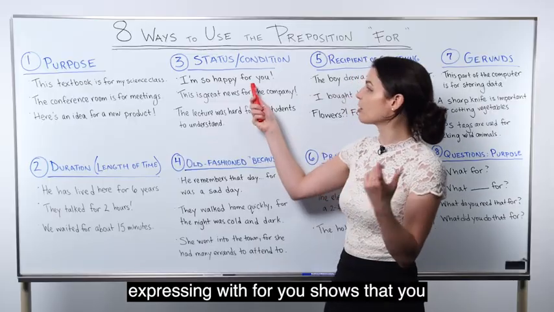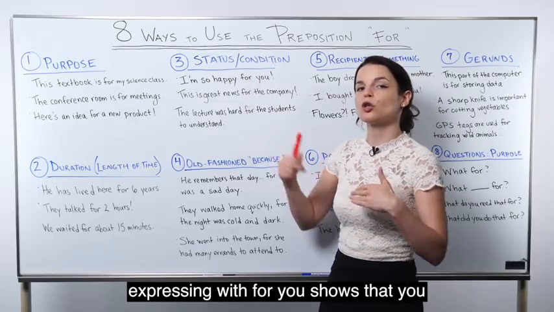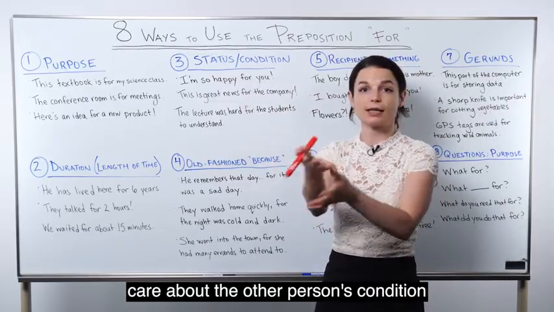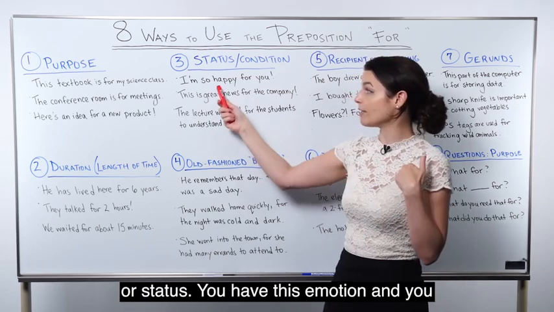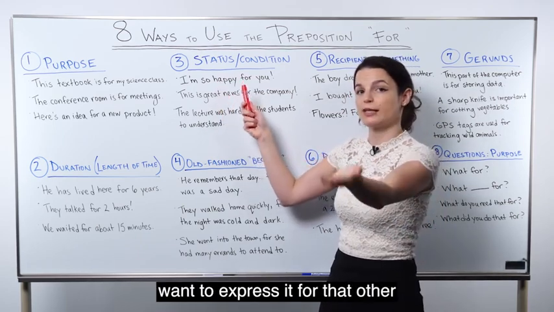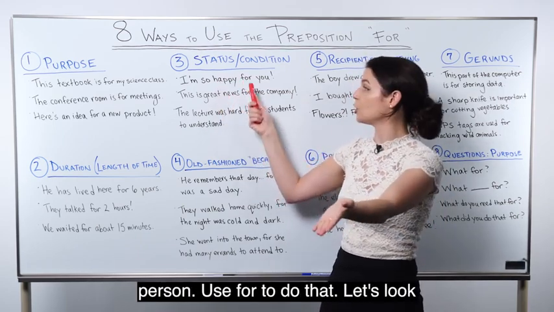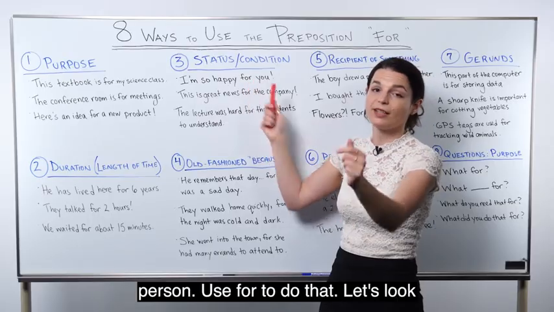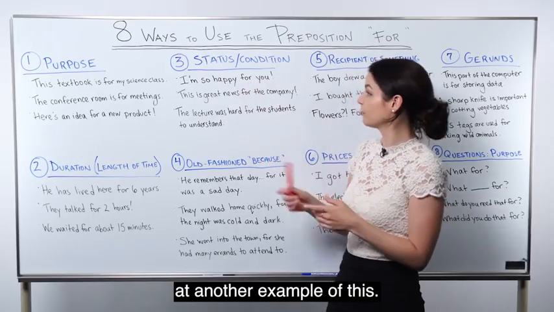So expressing with for shows that you care about the other person's condition or status. You have this emotion and you want to express it for that other person. Use for to do that. Let's look at another example of this.